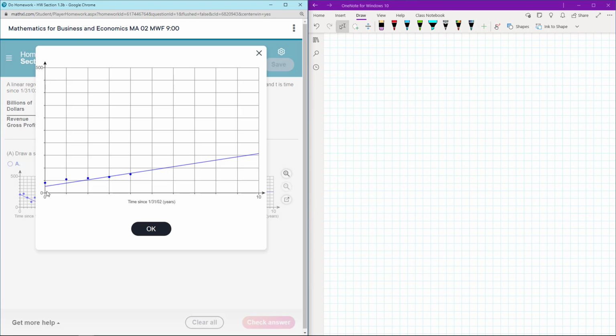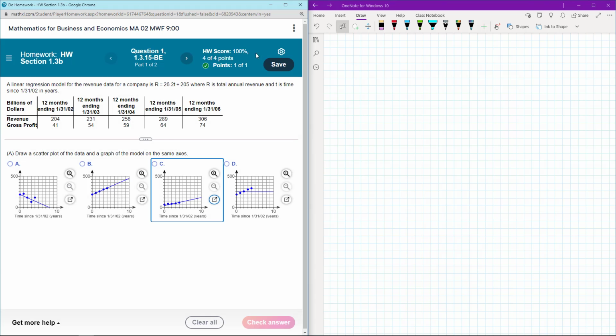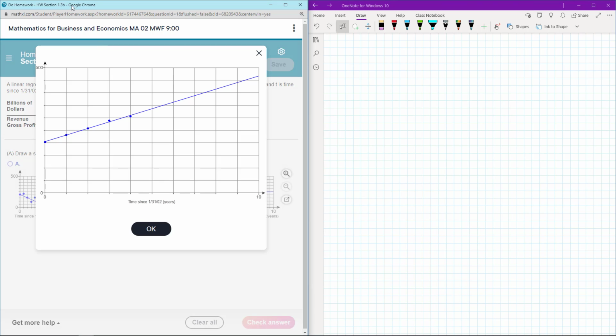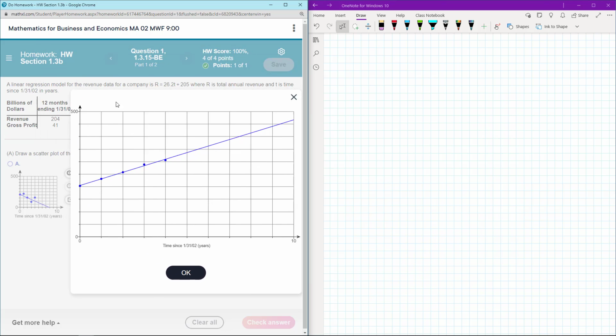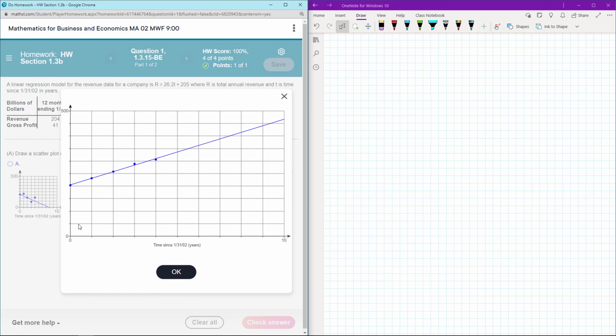This crosses the y-axis at, 1, 2, 3, 4, 5, 6, 7, 8, 9, 10, so each of these divisions is 50, and it crosses the y-axis at about 30, so C can't be it. It has to be B, but let's just go ahead and make sure. The y-intercept is about 205: 50, 100, 150, 200.